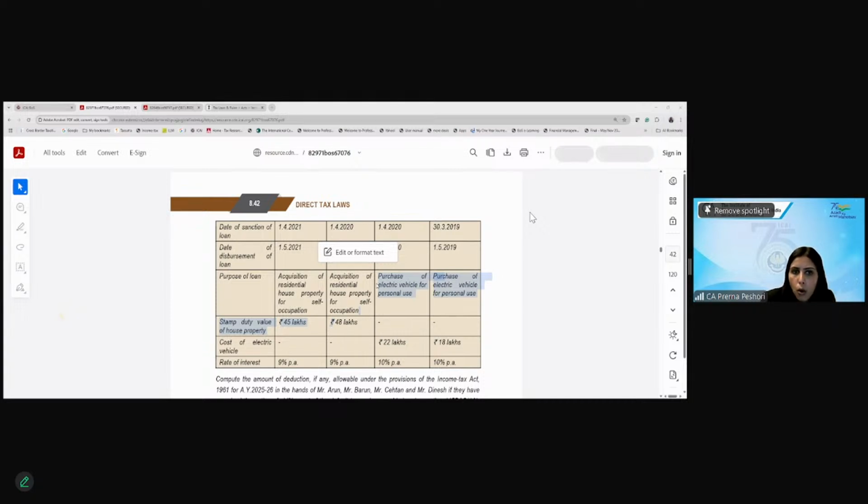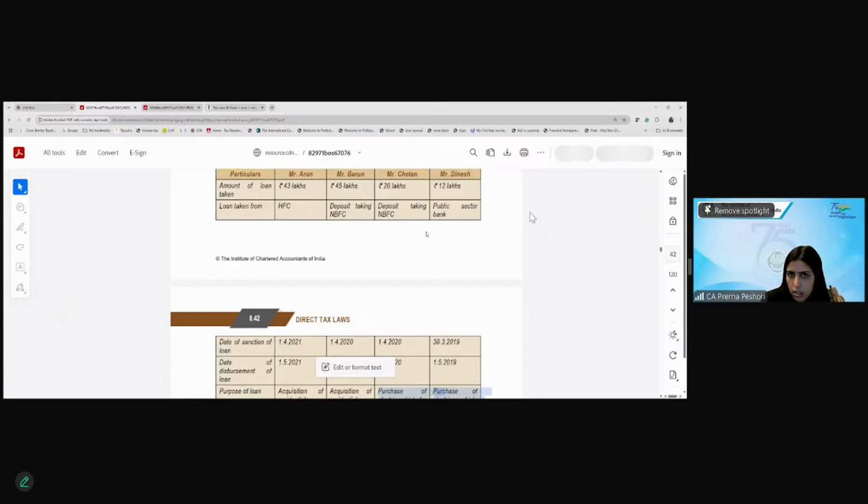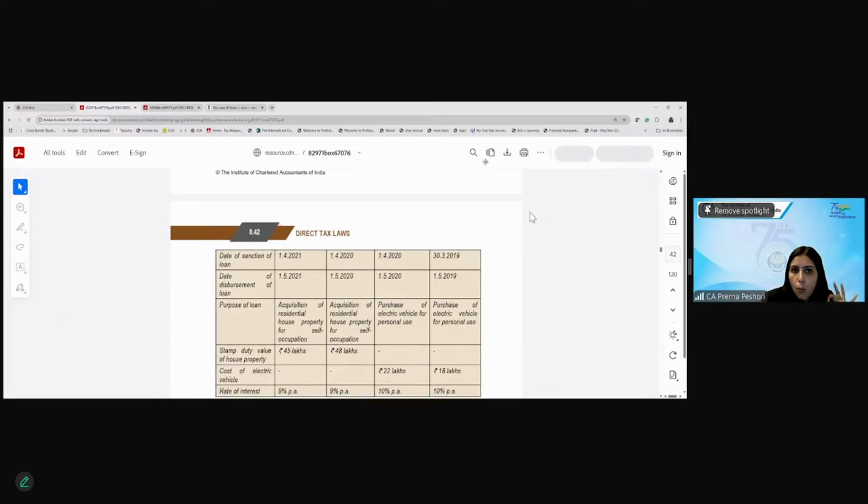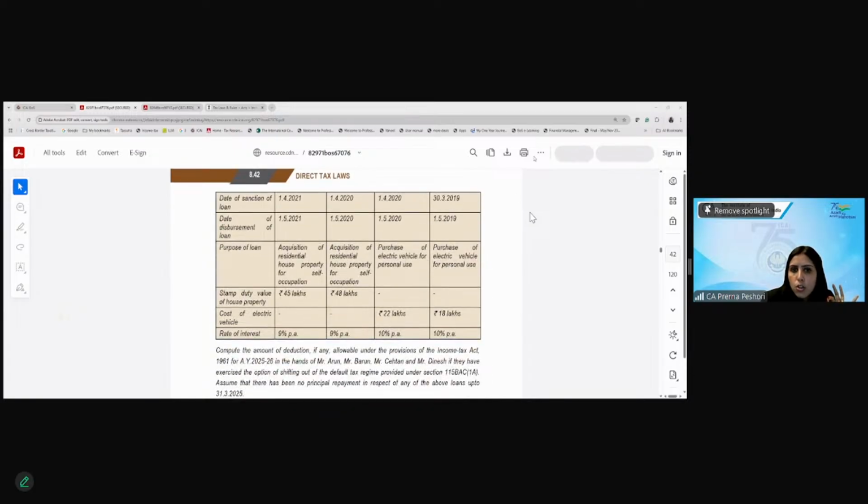Now, Barun will not get, he will only get the deduction under 24B, which will be 45 lakh into the rate of interest is 9%. So up till 2 lakh, he will get. Fine. Now, Mr. Chetan, he has taken the loan for the purchase of the electric vehicle, right? So electric vehicle, the date of sanction which is there should be between 19 to 23. Isn't it? For Chetan. Now he will get the deduction under 80EE, which will also be restricted to 1.5 lakh.